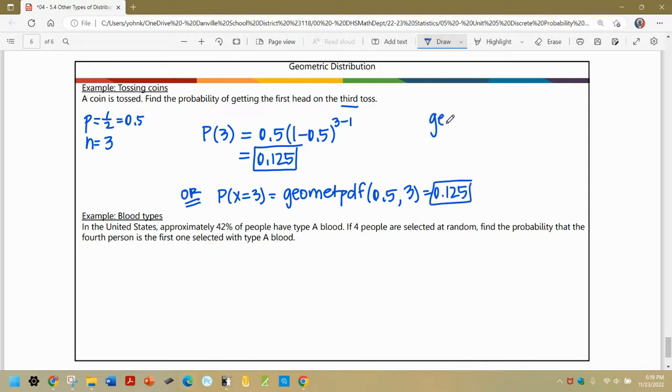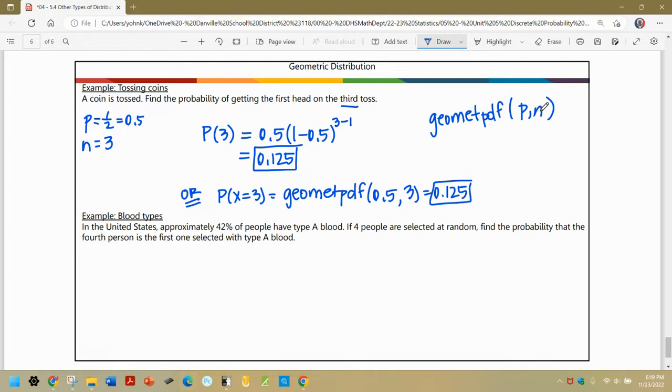So when you're doing the geomet PDF, in the parentheses goes your P and then your X. So I guess this is not an N for number of trials. That doesn't make sense. It's X. P and X. But it's really an X in the problem because I don't know the number of trials. It's going to be the third. Yes, okay. So I guess this is an N. There we go. So this is the only one that's not alphabetical.